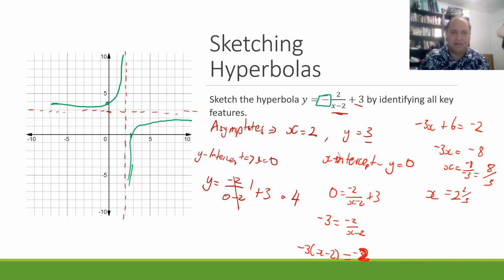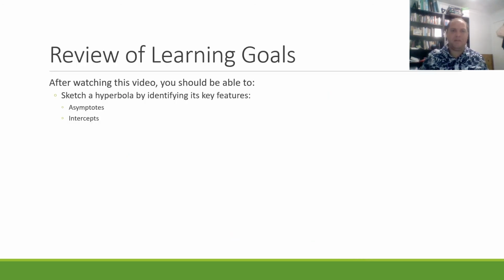It's probably worth writing our intercepts as coordinates. So (0, 4), and we'll write this one up here, (2 2/3, 0) or (8/3, 0), however you want to word it. And that's how we go about sketching. So students, after watching this video, you should be able to sketch a hyperbola by identifying its key features, the asymptotes and the intercepts.